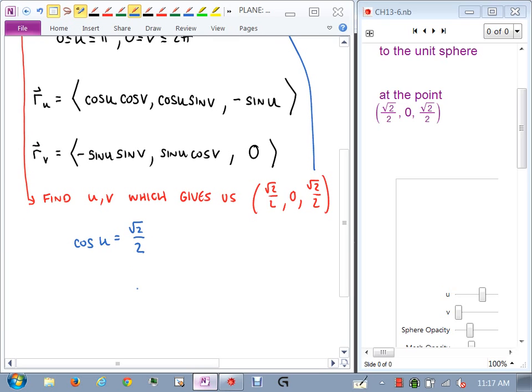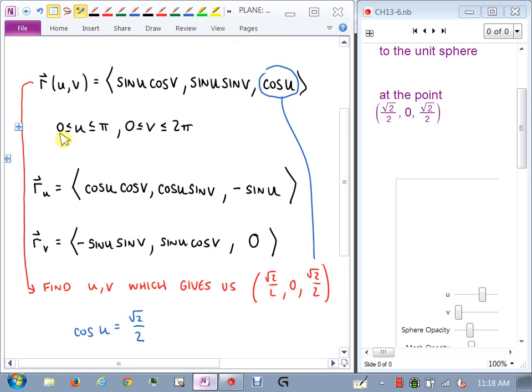45 and negative 45, yes? But what's our restriction on u? What's our restriction on u? I've got to be between 0 and pi.